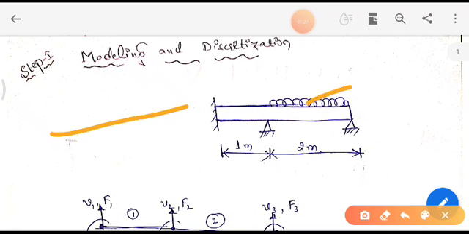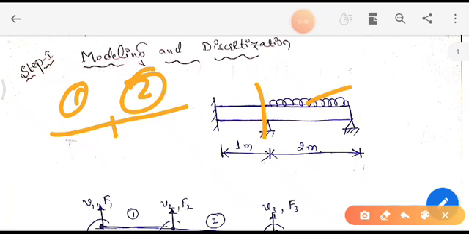So here we model this entire cantilever beam into two elements, because if you see, the load is applied only over the 2 meter span and the 1 meter is free. Wherever there is a load, we insert a node, in the sense we create a node. So if you create a node over here, it becomes two elements.